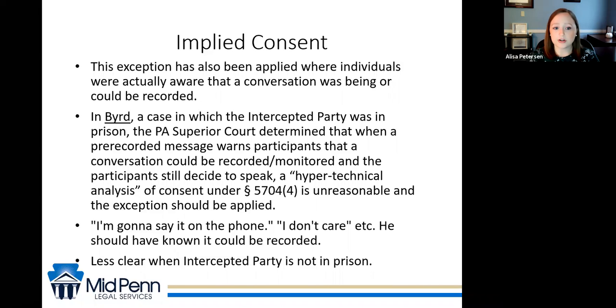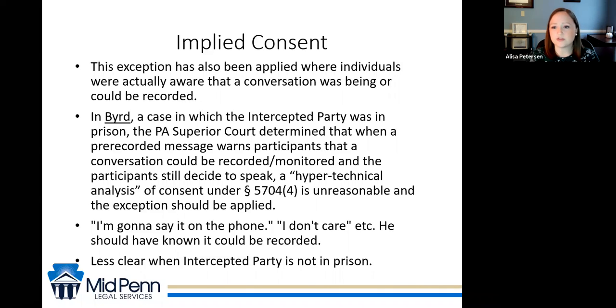In a case called Bird, the defendant was in prison and was making a call from the phone in the visiting room. During that call, I think Bird was threatening the other party, and they recorded the call, or they got the record from the prison. He objected to the evidence, saying that it was a violation of the Wiretap Act. The court held that a hyper-technical analysis of consent was not required and the exception should automatically be applied.